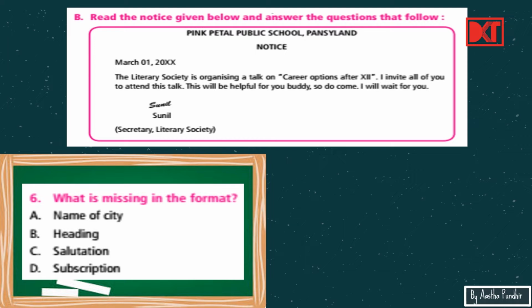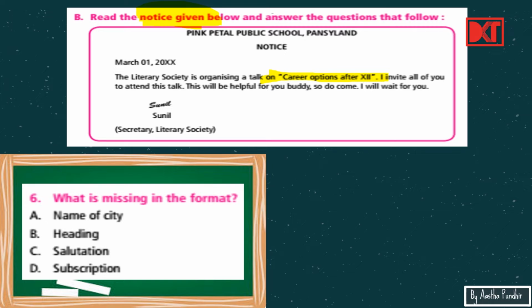Okay, here we have, read the notice given below and answer the questions that follow. Let's just go through the notice quickly. Pink Petal Public School, Pansyland notice. This is the date. The Literary Society is organizing a talk on career options after 12th. I invite all of you to attend this talk. This will be helpful for you, buddies. So do come. I will wait for you.